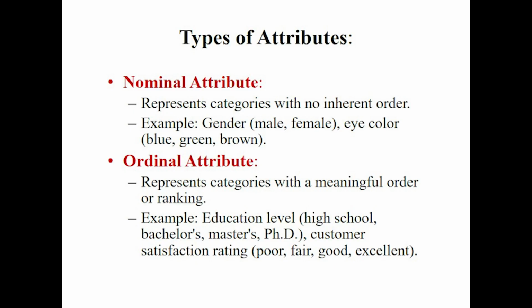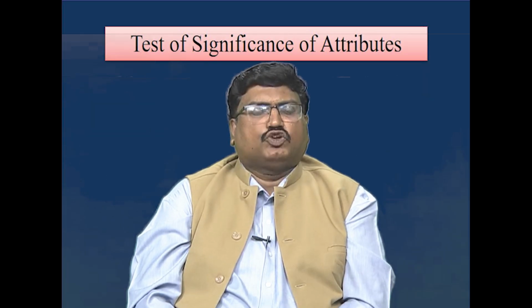Now, what are the types of attributes? When we say nominal attribute, it represents categories with no inherent order. It could be the color of the skin, color of the eye, gender. You can't measure it.